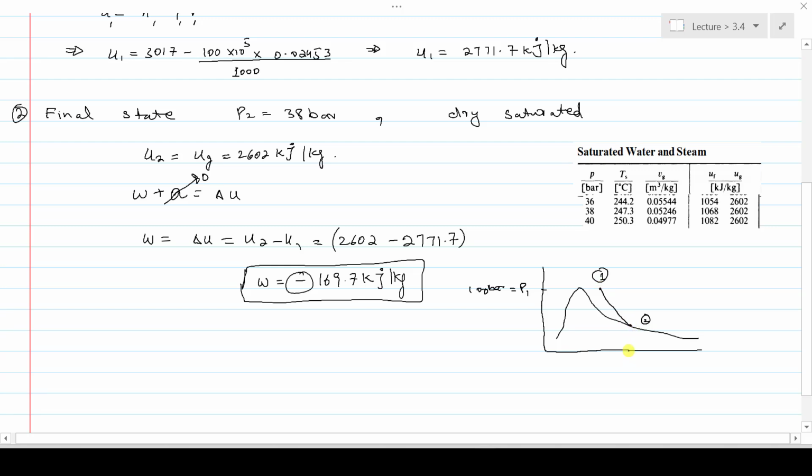Here the specific volume is VG and here the specific volume is V1, and the pressure at the final state is P2. Obviously there will be a pressure drop as expansion takes place, and the pressure drops to 38 bar, and the steam is on the dry saturated line. The shaded area represents the work done by the fluid. This is the PV diagram of this statement.